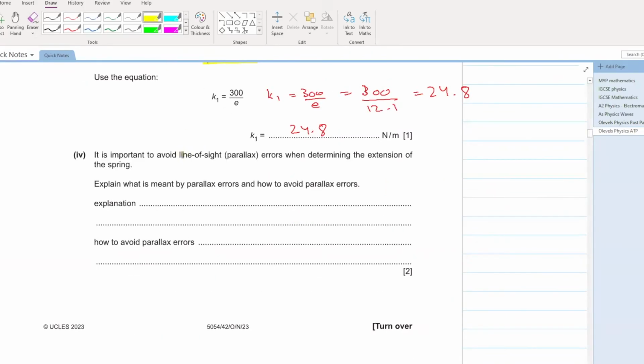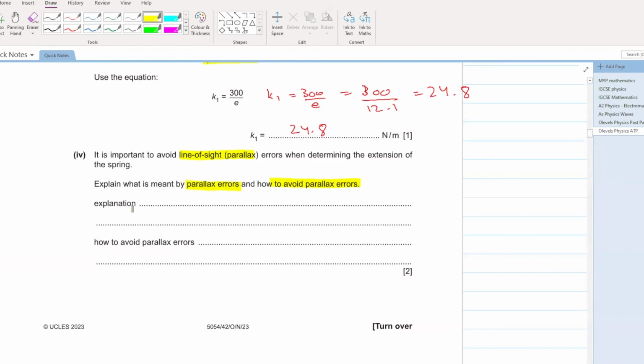It is important to avoid line of sight or parallax errors when determining the extension of the spring. State what is meant by parallax error and how to avoid parallax errors. What is meant by parallax error? When your line of sight is not perpendicular to the measurement, that is basically causing parallax error.